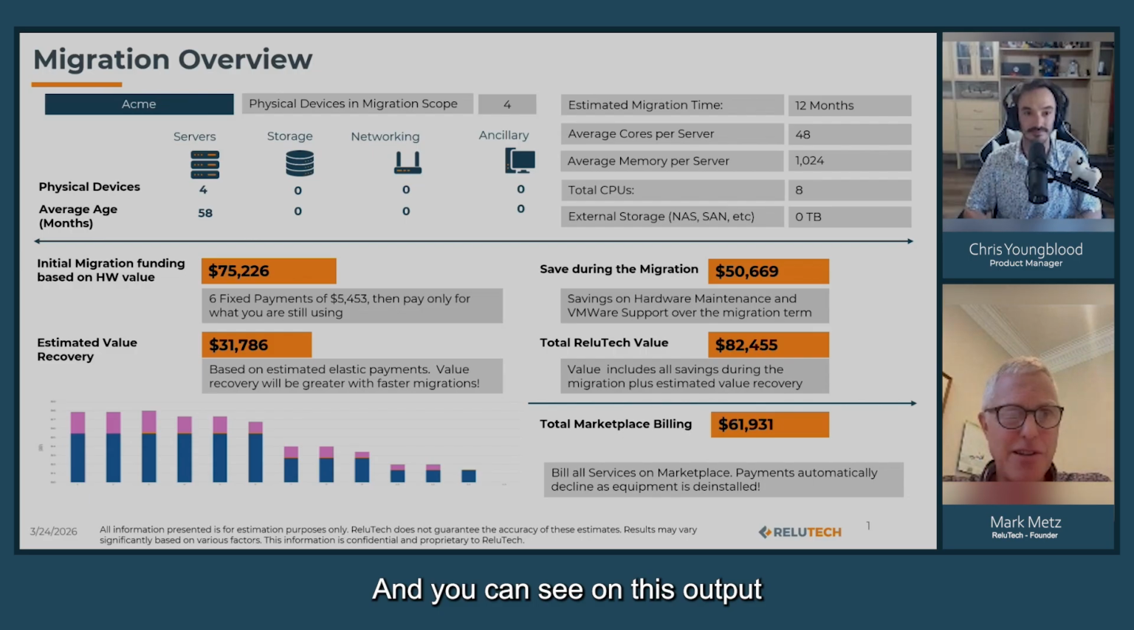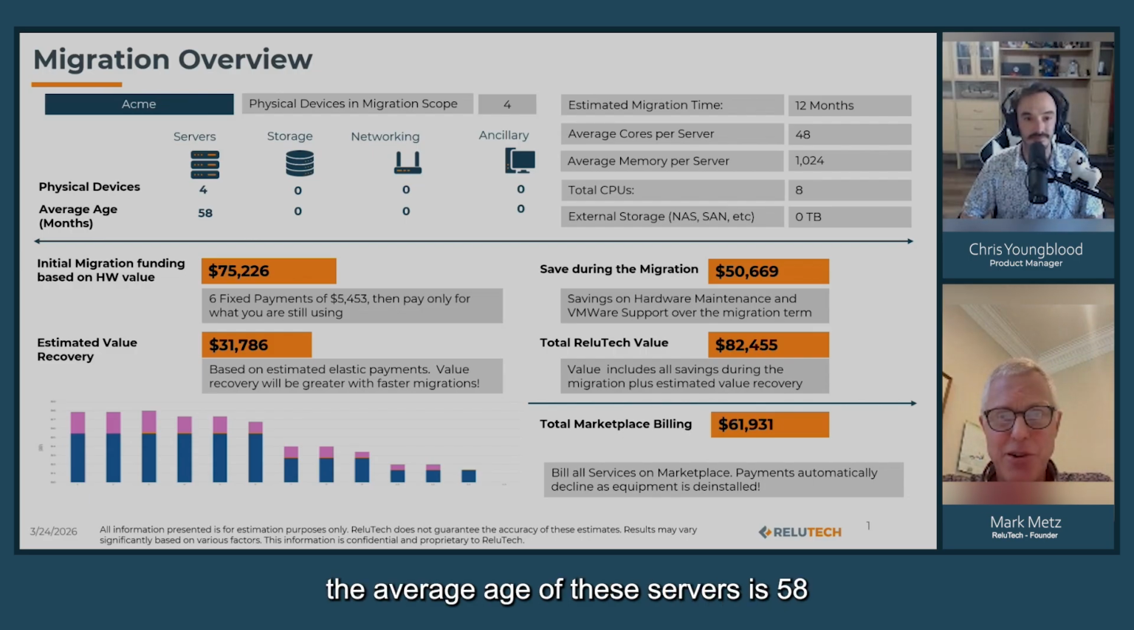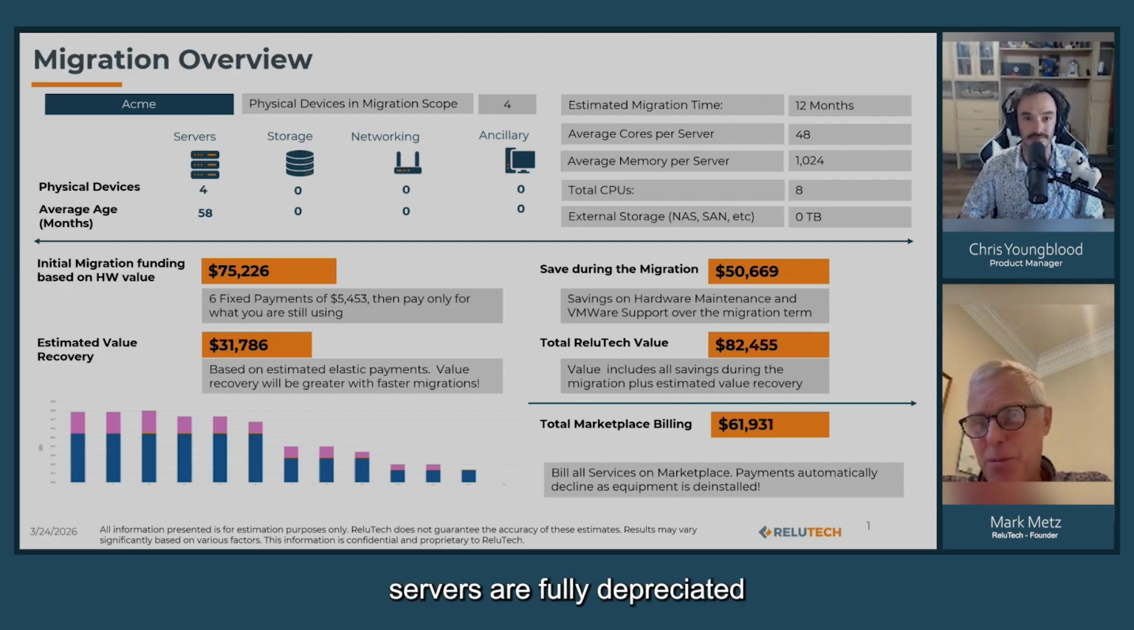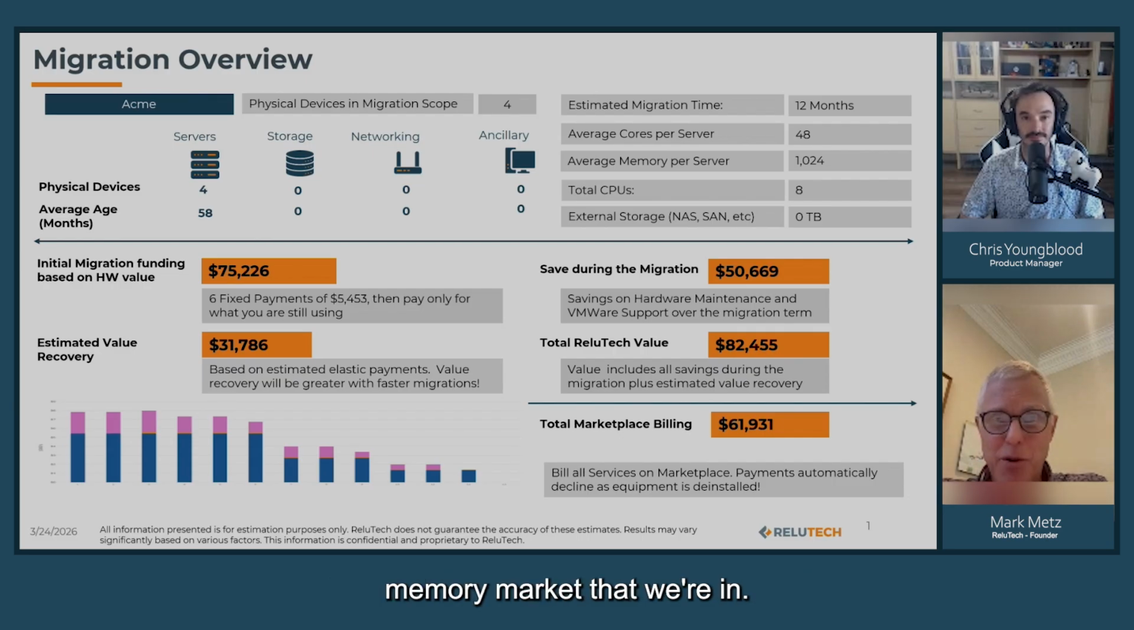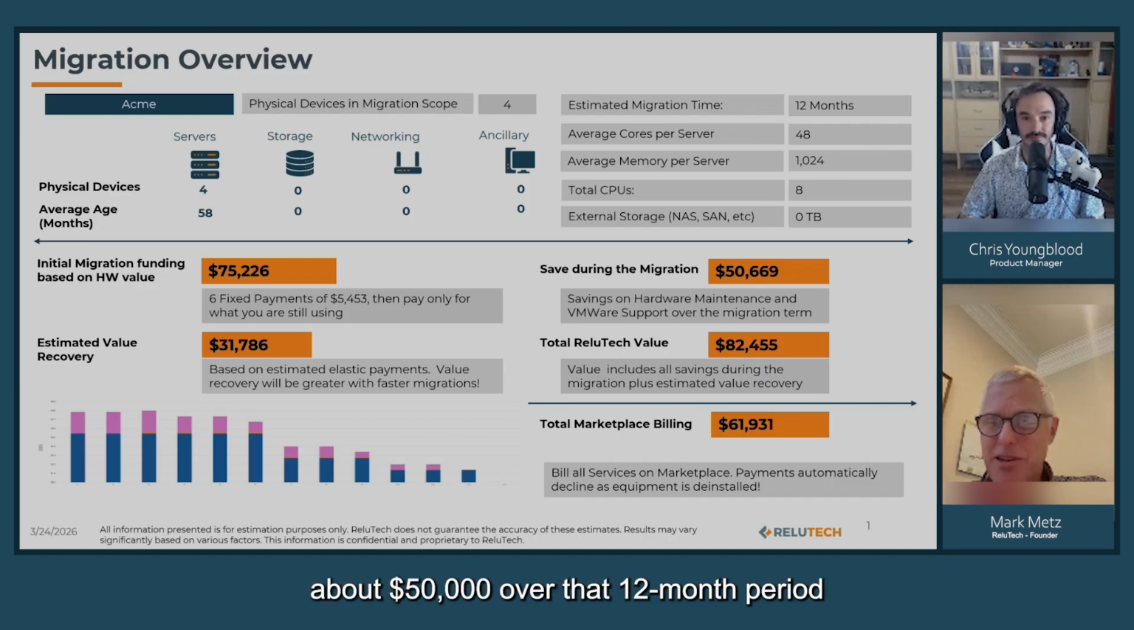And you can see on this output, the average age of these servers is 58 months. Typically, servers are fully depreciated at 60 months, after 5 years. So the book value on these is pretty close to zero. And we're able to offer funding of $75,000 because of this hot memory market that we're in. But it's not just that. If you look over to the right, we're estimating that we can probably save this customer about $50,000 over that 12-month period on maintenance from what they would pay the OEM.